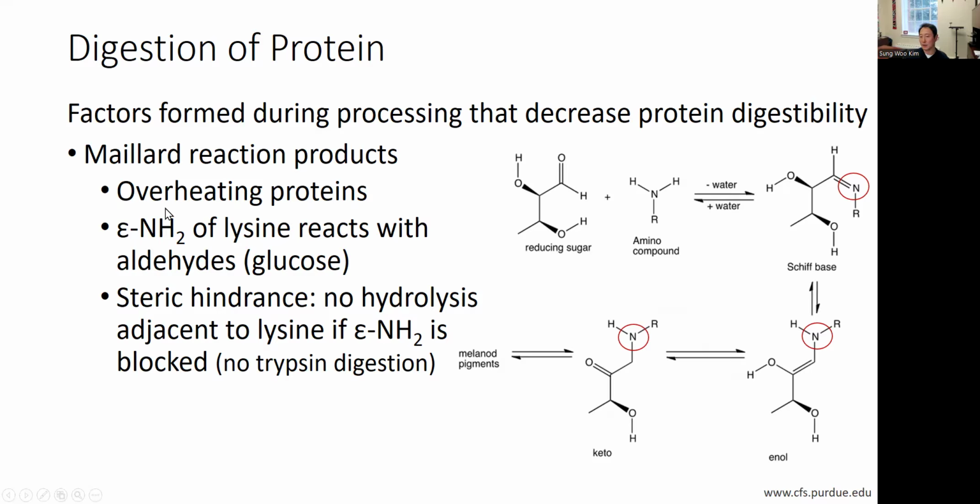And so this amino group on the R group of lysine will be attached to glucose, but then the trypsin cannot find this. Okay? So the trypsin cannot do its job. So this heating causes the combining of glucose to lysine in the protein, which is called the Maillard reaction. When the Maillard reaction happens, the protein digestibility will be reduced.